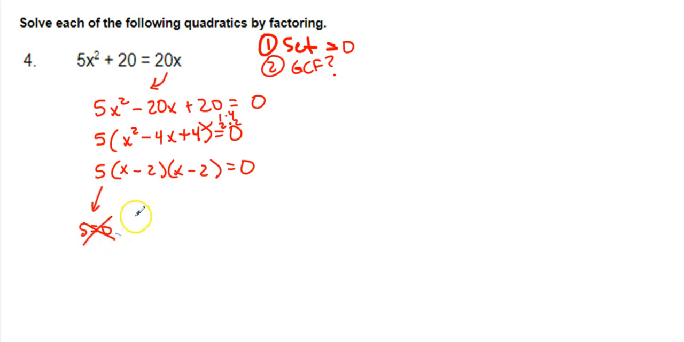5 equals 0 doesn't make any sense. But x minus 2 equals 0 is one of my answers. And this is actually the same one. We don't have to write it twice. It's just a double root. What we call a double root. But we go through and we solve, and we get x equals positive 2. That's our only answer.